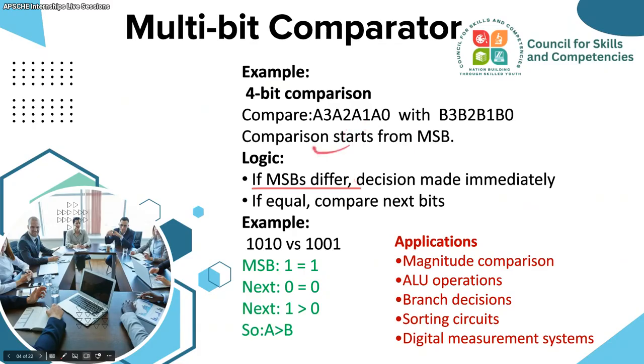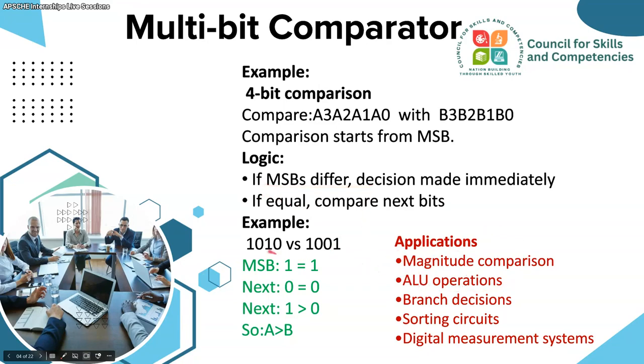If the MSB differs, then the decision is made immediately, because the MSB is the most significant bit. With the help of the MSB, we can tell whether it is greater or less. If it is different, you can cleanly tell whether it is greater than or less than. Only for equal do we need to go through all the next bits. So it usually starts from the MSB.